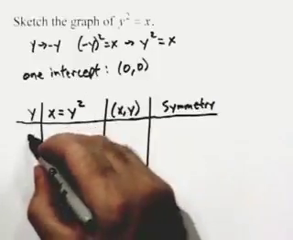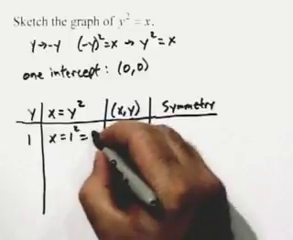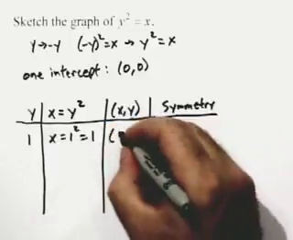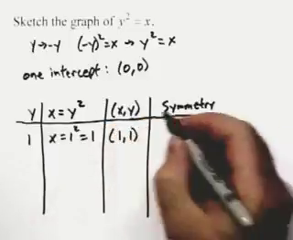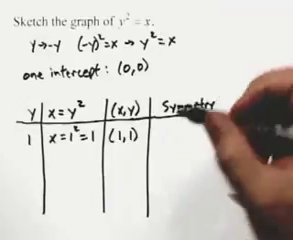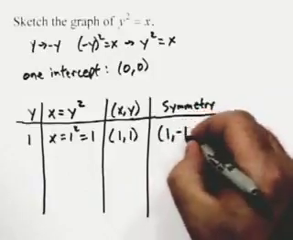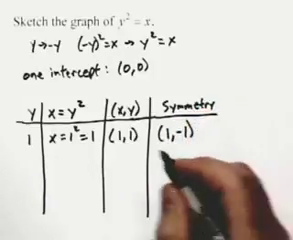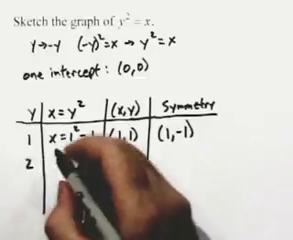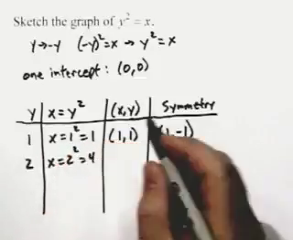So if we go ahead and let y equal 1, x is equal to 1 squared, which is equal to 1. The corresponding ordered pair is 1, 1. From symmetry, we have x-axis symmetry. So we'll change y to negative y to get an additional point, 1, negative 1. If we let y equal 2, x is equal to 2 squared, which is 4.